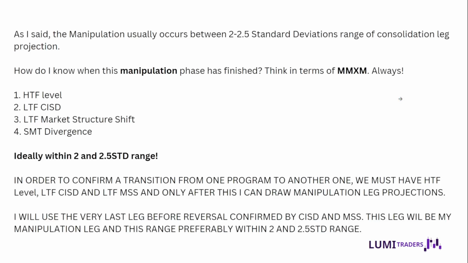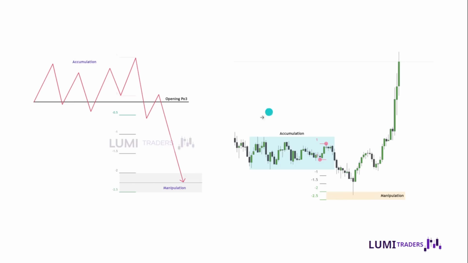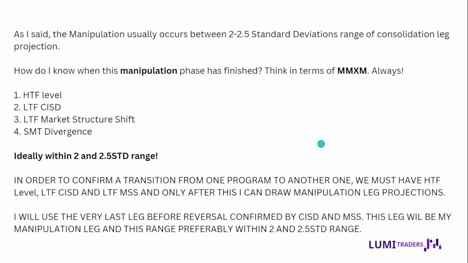As I said, manipulation usually occurs between 2 and 2.5 standard deviation range of the consolidation leg projection. Right here, right here. How do I know when this manipulation phase has finished? We always must think in terms of the market maker model. From our video where I explained how we want to treat the market maker model, we should know that the market maker model starts from a high time frame level. Then we're going to switch to the lower time frame.